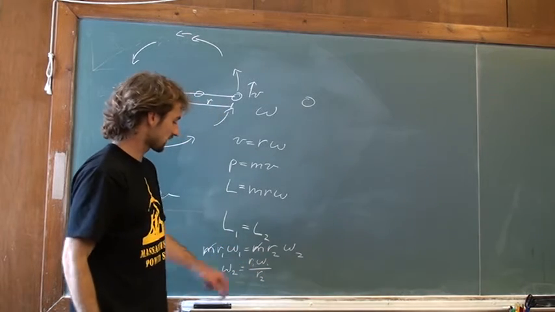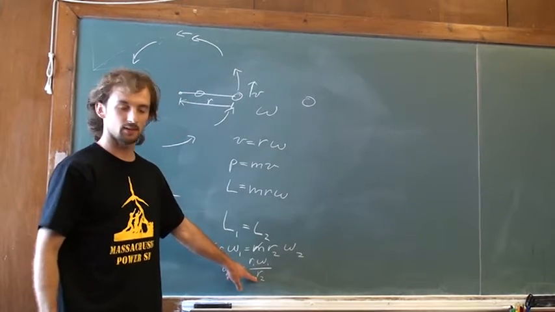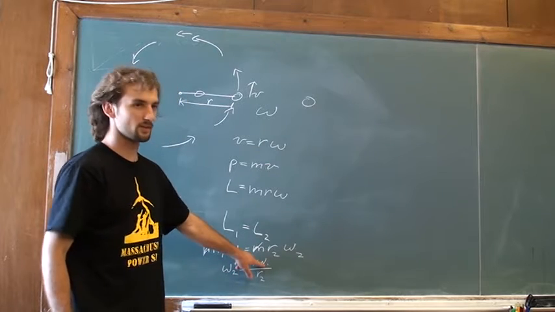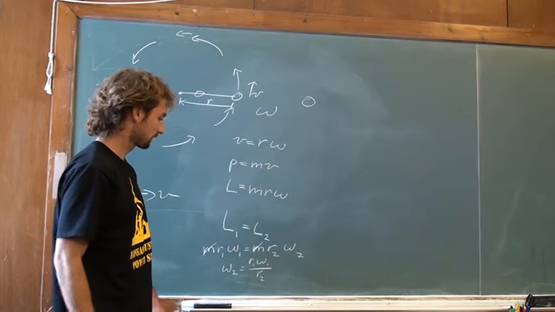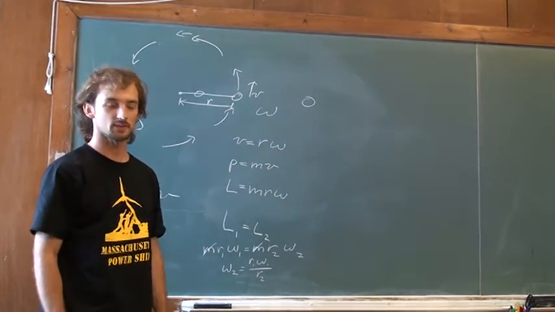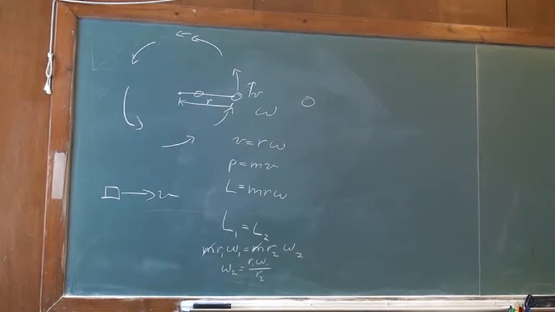So this is the radius that I start out with, this is the radius that I end with. If my radius that I end with is half what my radius that I started with, then my ending angular velocity is going to be double what my initial angular velocity was. So I'm going to try and show this to you with myself.